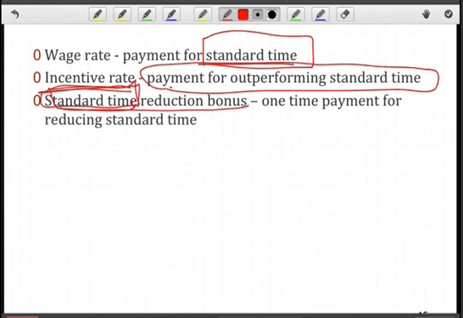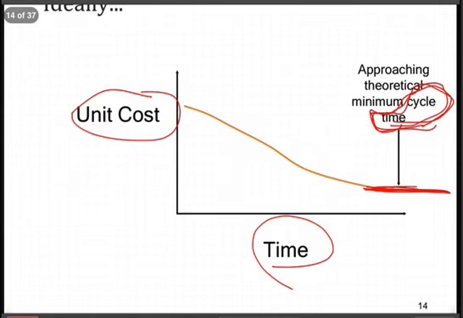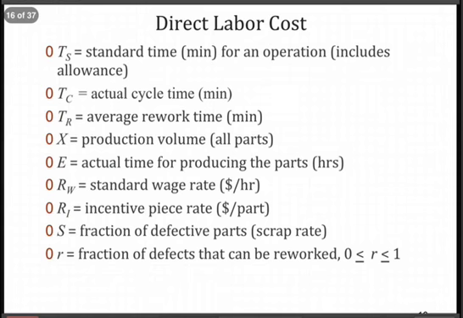So essentially we are buying a reduction in the standard time, which represents a one-time payment for that reduction, which is consistent with what we just saw in our curve. Again, our operation time in terms of cycle time is decreasing, which is consistent with reducing our standard time. In order to estimate direct labor costs, we'll have to define a few more variables.